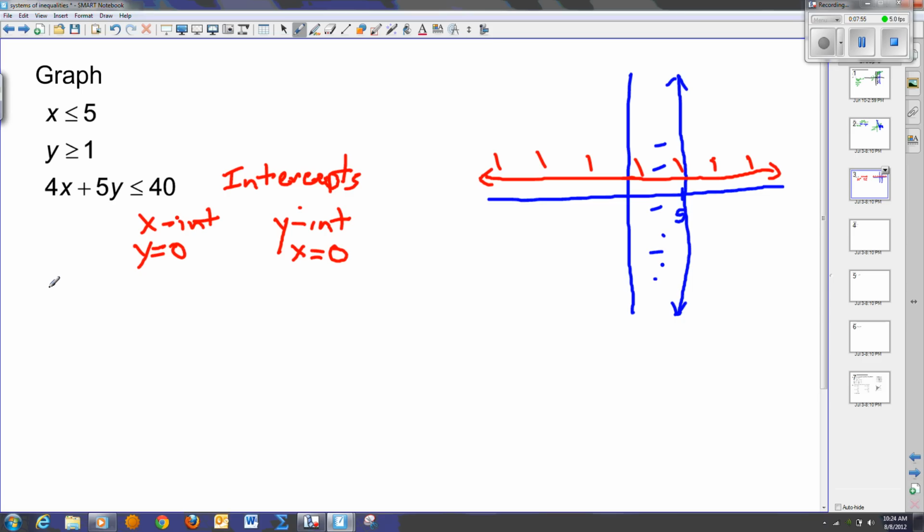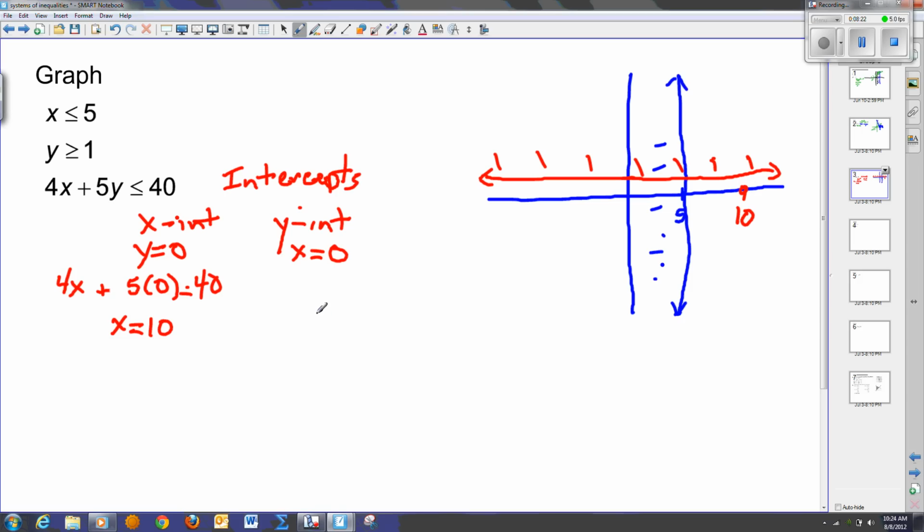So first let's find the x-intercept, and for that we will say 4x plus 5 times 0 equals 40. So x in this case is equal to 10. So somewhere over here, call this 10, I get a point.